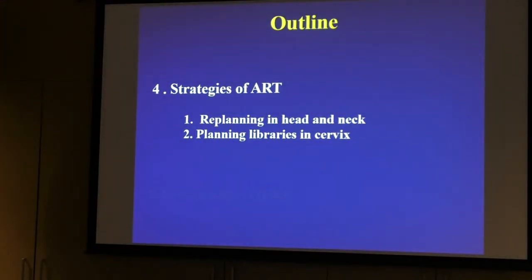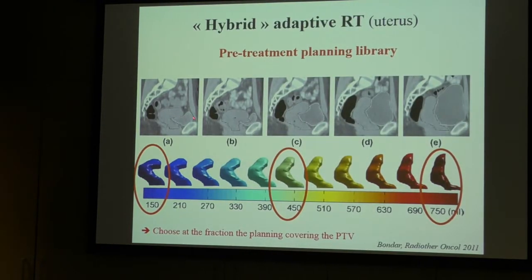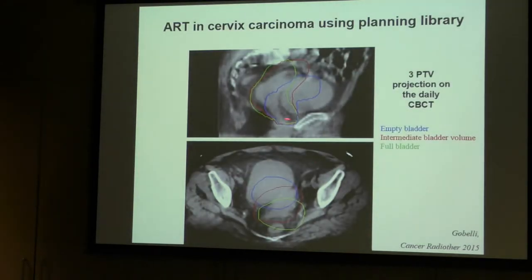Another, I hope I'm not too long. Another way to consider adaptive radiation is in cervix with a planning library. The most standard approach is to consider 3 plannings before treatment: 1 with an empty bladder, 1 with a full bladder, and 1 with an intermediate volume bladder. Then at the time of the fraction, you do your CBCT, and you choose the appropriate PTV based on the anatomy of the day. This is a good way to do that.